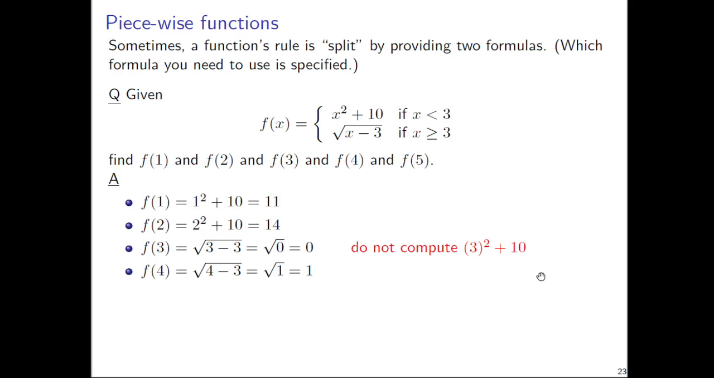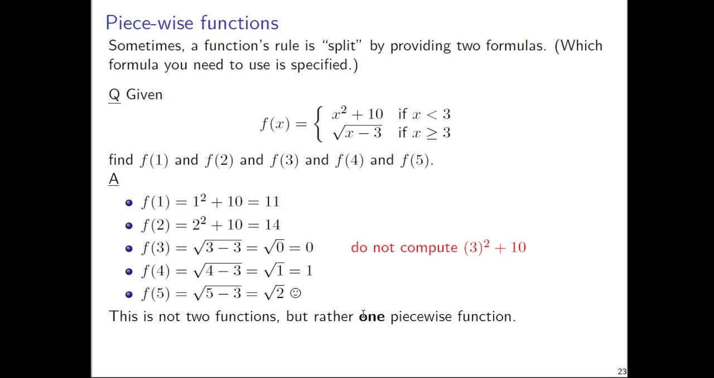F of 4. Now 4 is x, so x is greater than or equal to 3. That part is satisfied. So we have root 4 minus 3. In other words, we have root 1, which is equal to 1. And then f of 5. So 5 is x, so x greater than or equal to 3 is satisfied. We should look at this bottom piece. So we have root 5 minus 3. Don't distribute the radical. That's made up when you have a minus sign. Instead, we just simplify inside the radical. So we have root 2. And we'll just stop there because root 2 doesn't simplify further by hand.